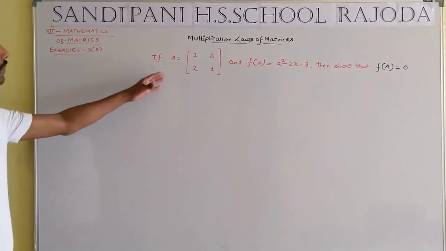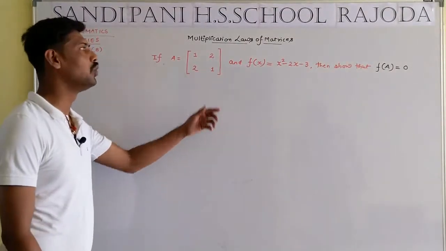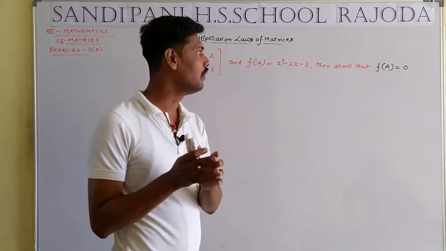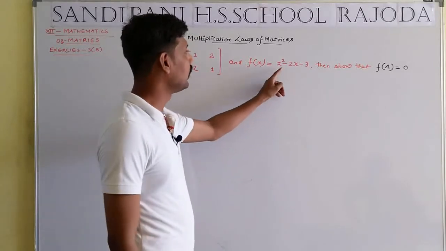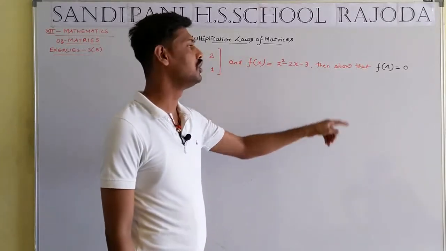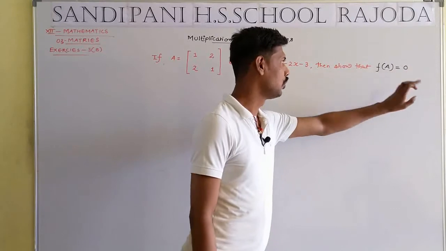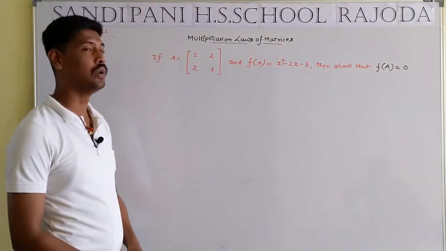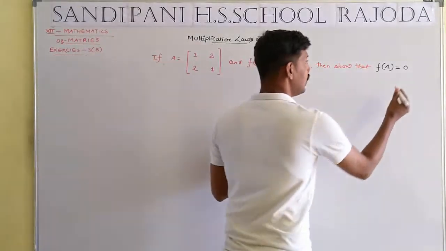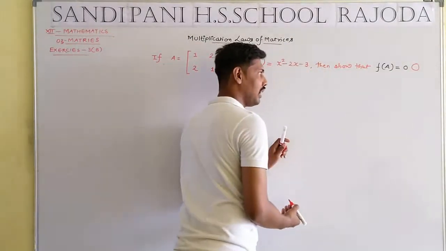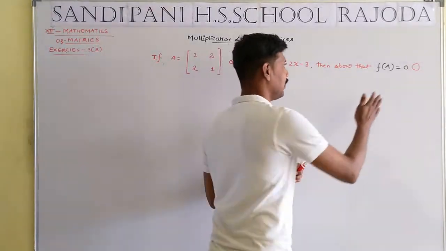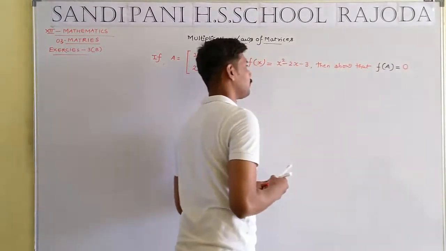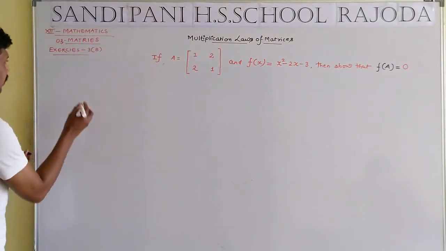Student, next question. If A is the matrix [1 2; 2 1] and f(x) equals x square minus 2x minus 3, then show that f(A) will be equal to 0, the zero matrix. Now the solution is there.